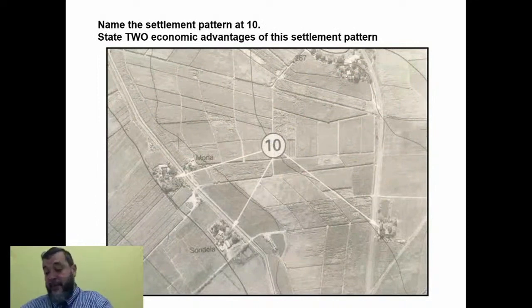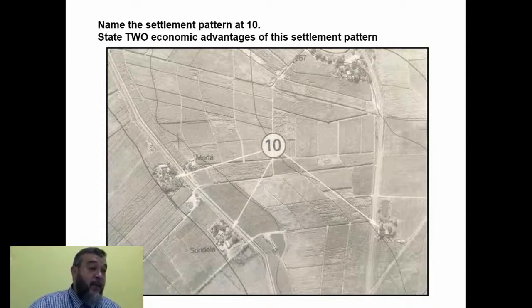Now have a look at this little map quickly. Name the settlement pattern at 10. So 10 is pointing to that group of buildings. So we want the pattern. Remember what I said. When you see the word pattern, your answer can only be nucleated or dispersed. Let's go to the Afrikaans PowerPoint quickly and get to where we are.